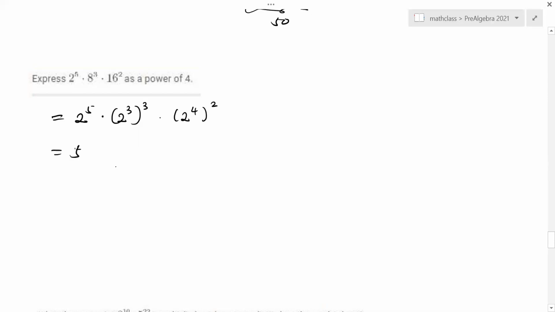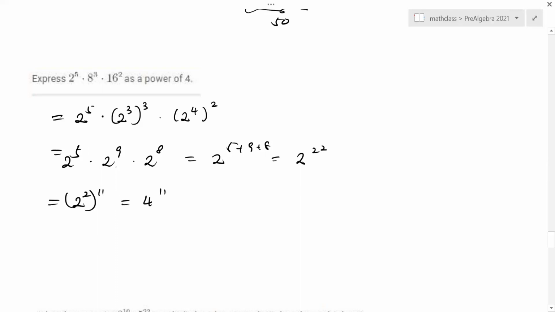Then using the above formula, 3 times 3 is 9, and 4 times 2 is 8. Then you add them together: 5 plus 9 plus 8 is 2 to the 22. But that's not an answer because you have to express it as a power of 4. Right now it's a power of 2. So it's 2 squared to the power 11, which is 4 to the power 11. That is the answer.